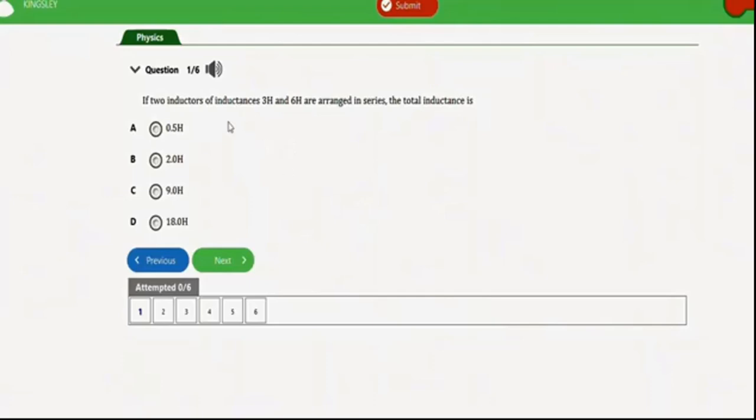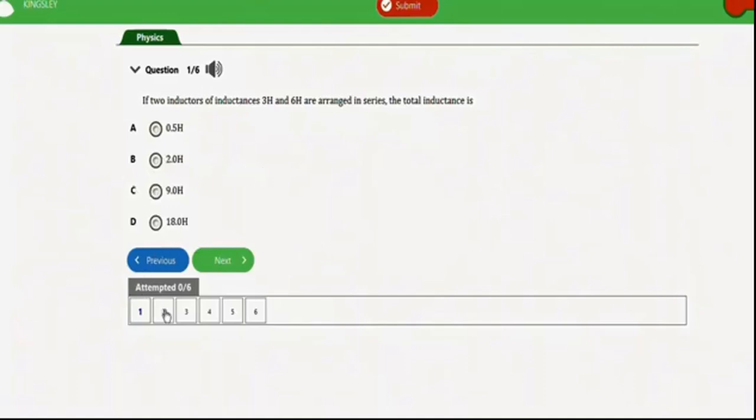Let's get started. First question says, if two inductors of inductances 3 Henry and 6 Henry are arranged in series, the total inductance is what? So Henry is the unit of inductance. Since it's a series arrangement, it's just the sum, 6 Henry plus 3 Henry, which will give you 9. So the correct option in this question is option C, which is 9 Henry.